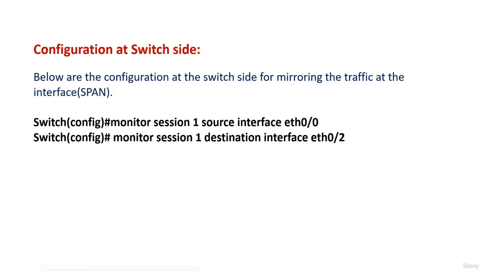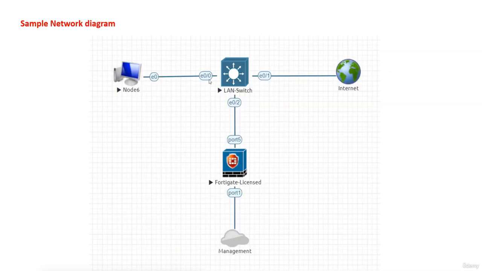All right. Coming to the switch side, we need to configure a SPAN, that is, a monitoring session. This particular configuration is based on this topology. What I need to do is monitor all the incoming and outgoing traffic at this port, eth 0/0, and that session information should be sent to this other port.